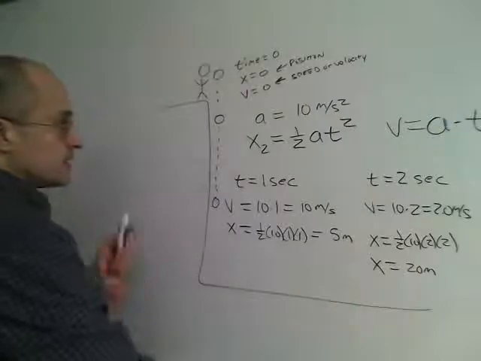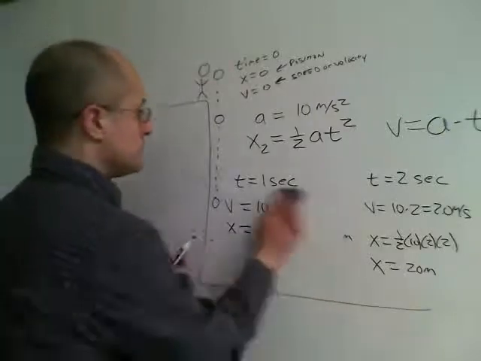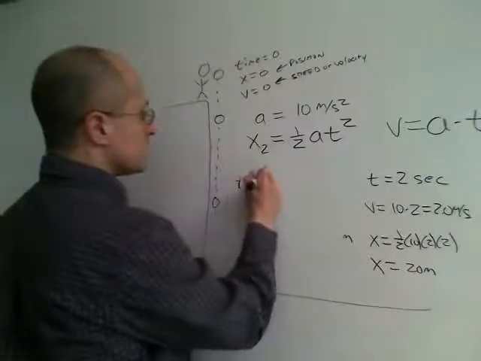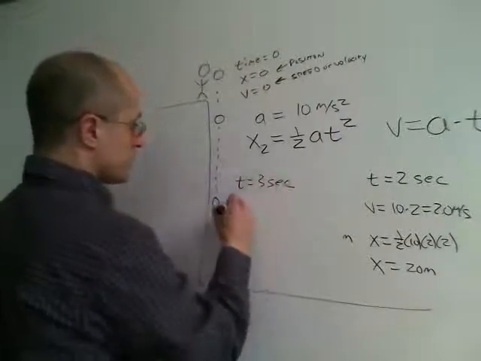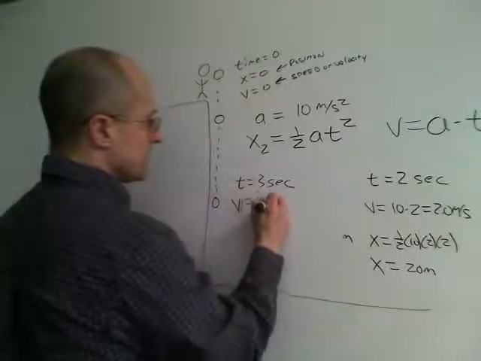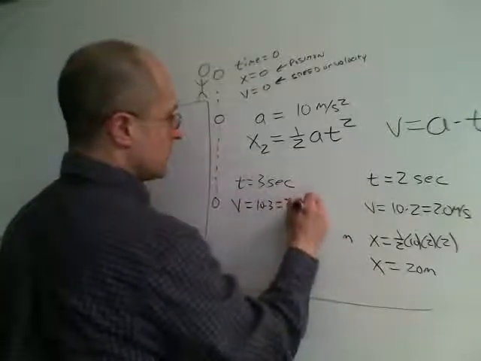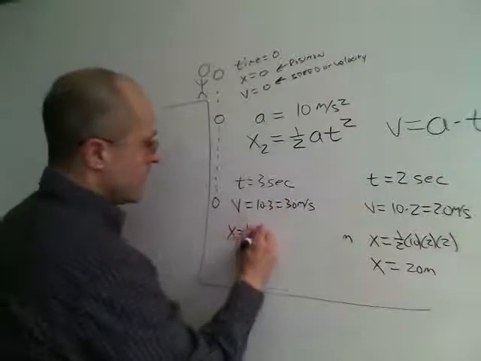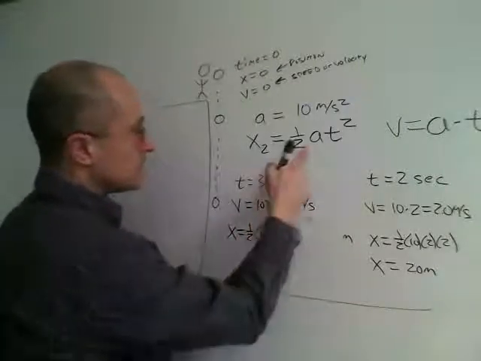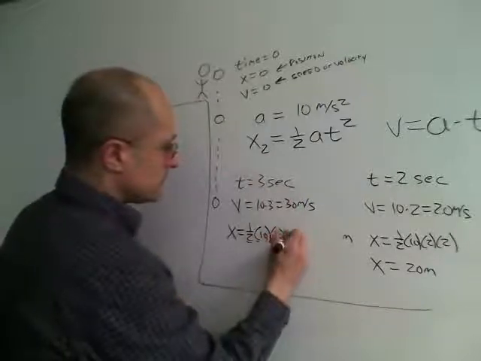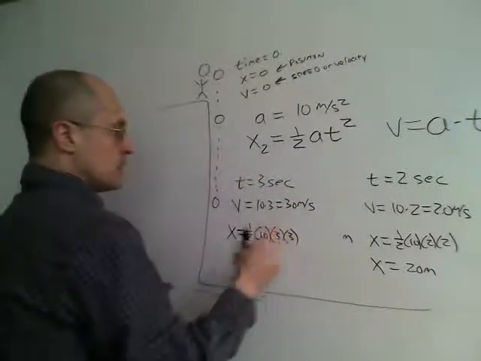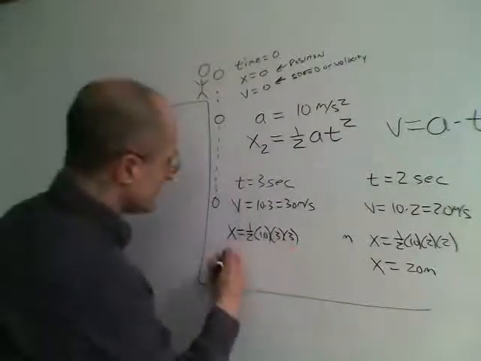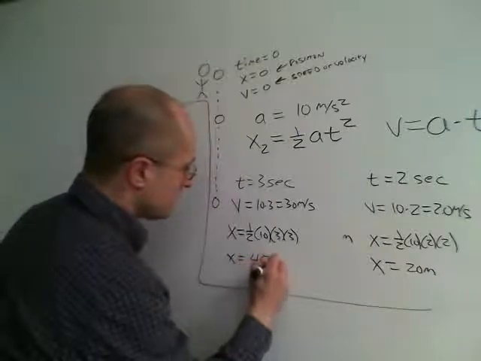So when we look then, let's take one more look. Let's now go to t equals 3 seconds and see where we're at. So when t equals 3 seconds, v is going to be 10 times 3, or 30 meters per second, and our position is going to be 1/2 of 10 times 3 times 3. So it's 1/2 of 10 is 5, times 3 is 15, times 3, x is 45 meters.